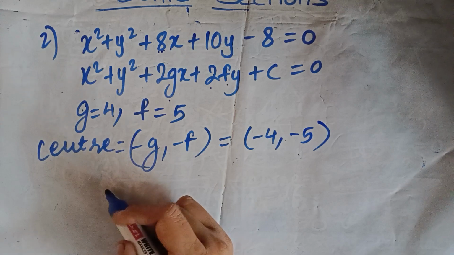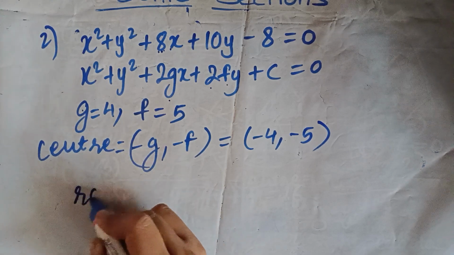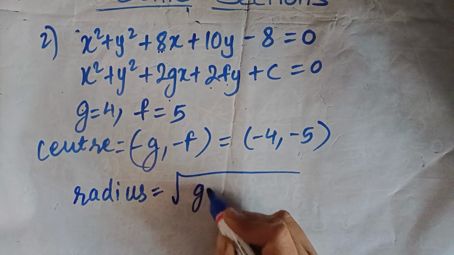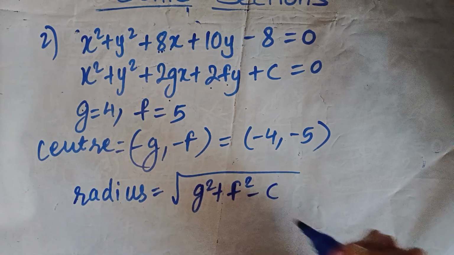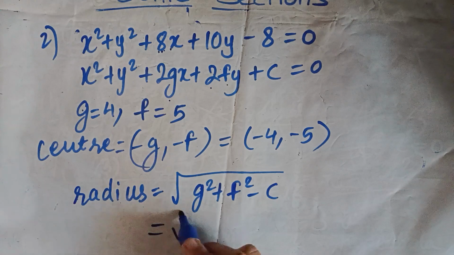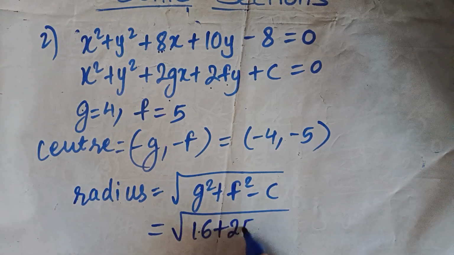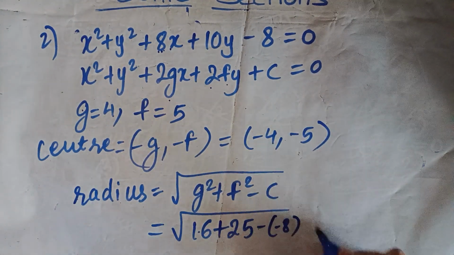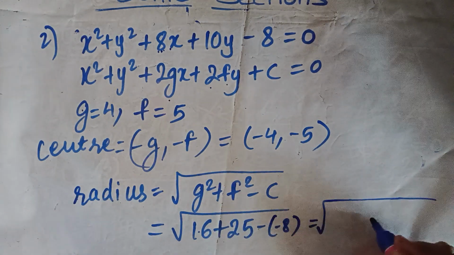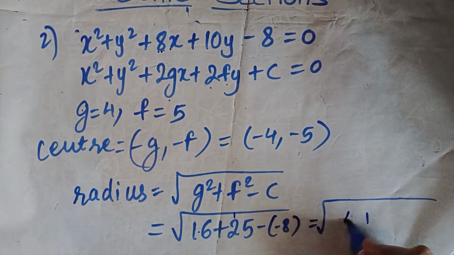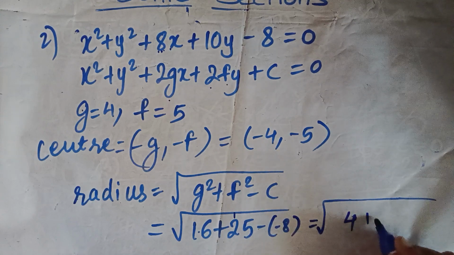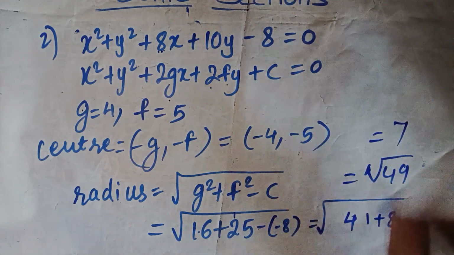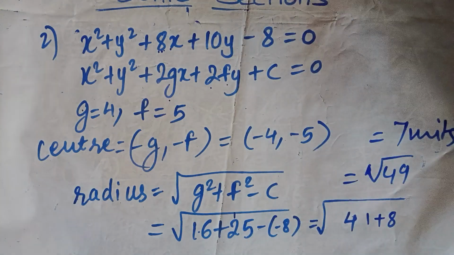What about the radius? Radius is given by the root of g square plus f square minus c. So g square is 16, plus 25, minus c is -8. Okay, root 49. So it is 7 units.